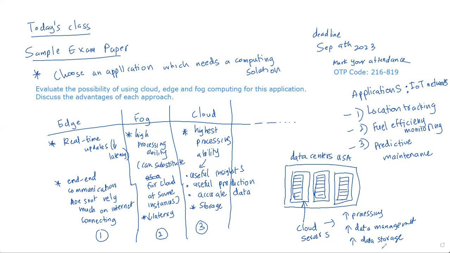So in terms of resources, the cloud servers will have the highest resources in terms of storage, processing, and management. Basically, those are the things that we can say regarding the advantages of edge, fog, and cloud computing. So are there any more advantages that we can add here?